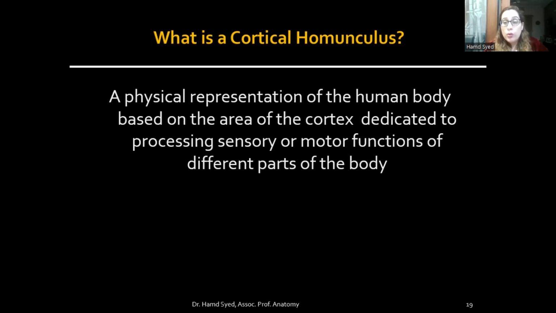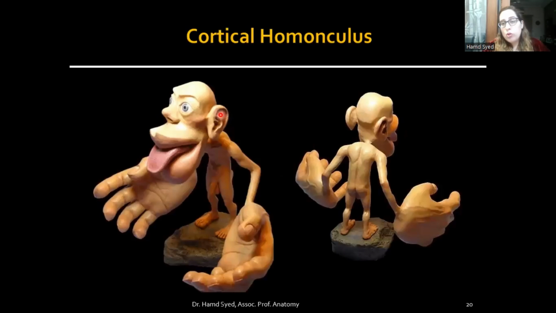So we are looking at the representation of the human body on the cerebral cortex, and that representation is the homunculus. As mentioned over here, this representation is based on the area of the cortex which is dedicated to the processing of sensory or motor functions. So this is why, when we draw the miniature human being, the cortical homunculus, we can see the face and the hands are the largest parts of the body. These are the parts which have a greater area of representation on the cerebral cortex regarding the motor and sensory functions.